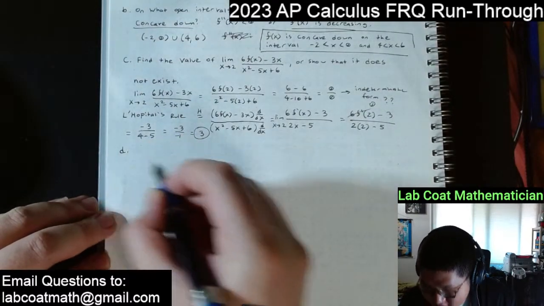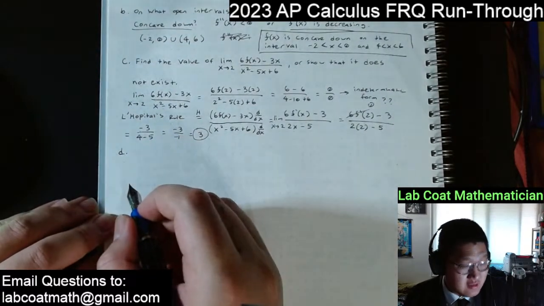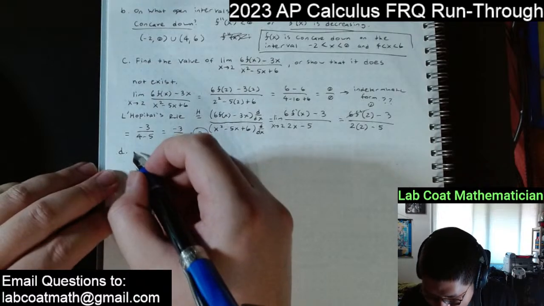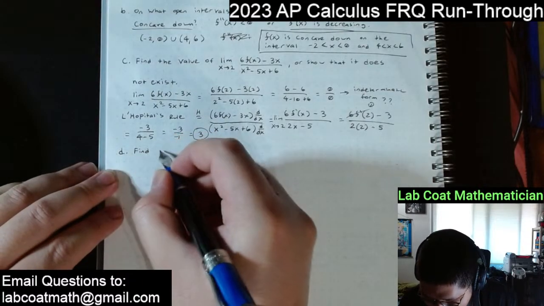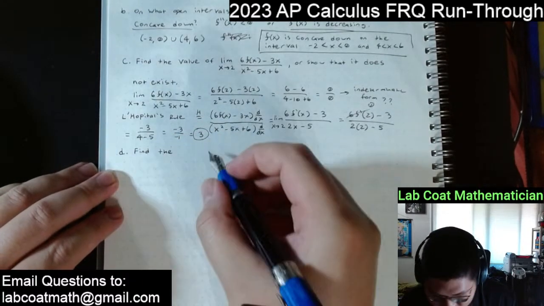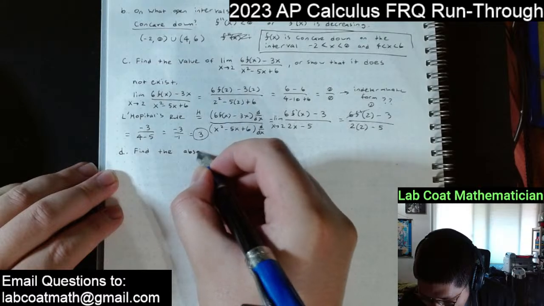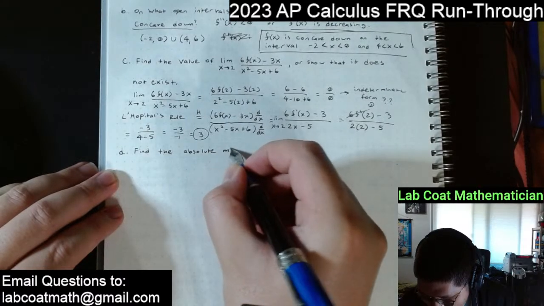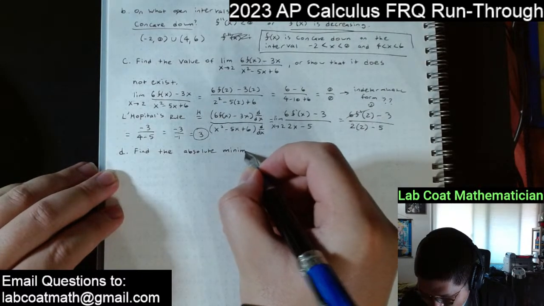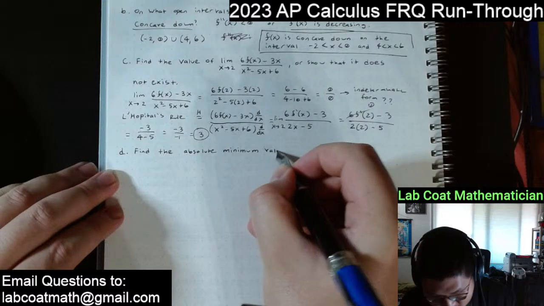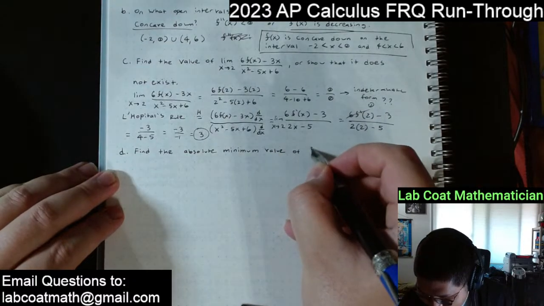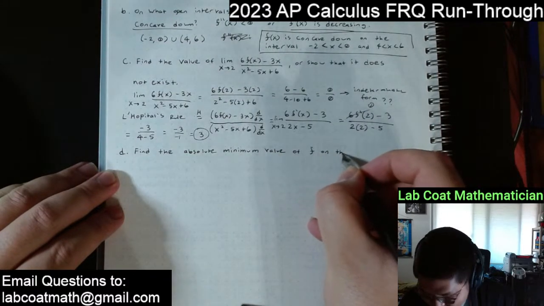Okay, so with that, we can go over to part D over here, that we want to then find the absolute minimum value of f on the closed interval.